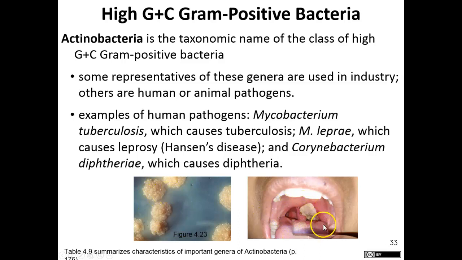And then Corynebacterium diphtheriae causes diphtheria. Diphtheria is an upper respiratory infection that causes severe sore throat. It is often identified by the pseudomembrane that is formed on the back of the throat, which causes problems with swallowing and breathing as well. So it's a very serious disorder, especially in children.